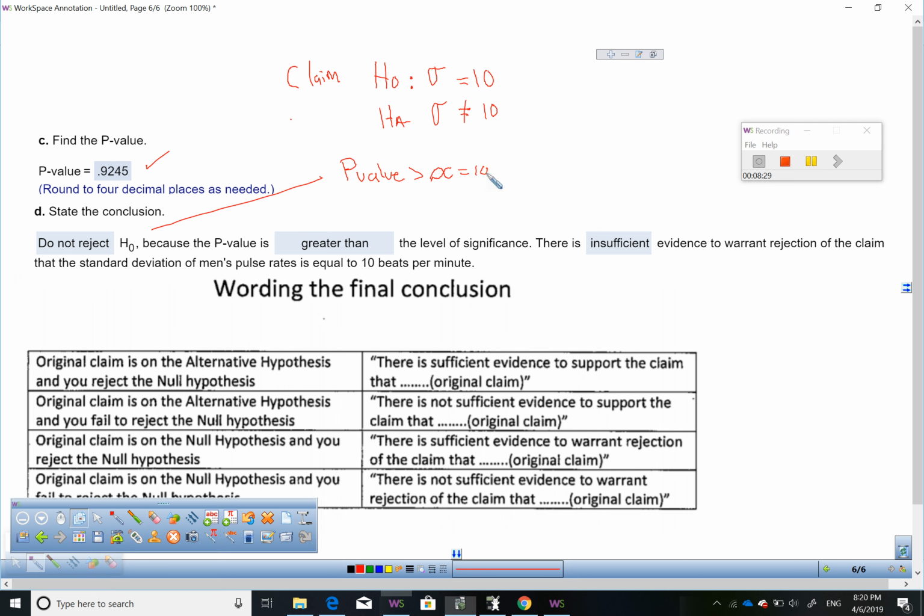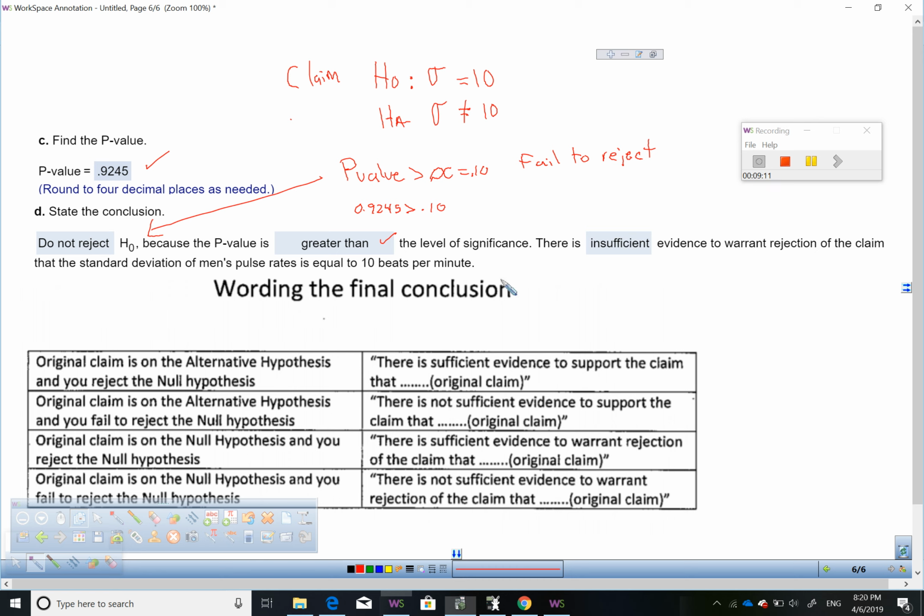So of course 0.9245 is greater than 0.10. That's why we fail to reject. We say we failed to reject, or do not reject, which is the same. Because the p-value is greater than alpha, that's the reason why you fail to reject. So there is insufficient evidence to warrant rejection of the claim that the standard deviation of men's pulse rates is equal to 10 beats per minute.